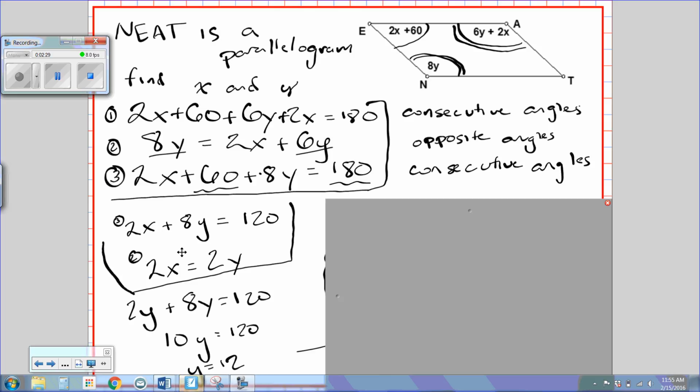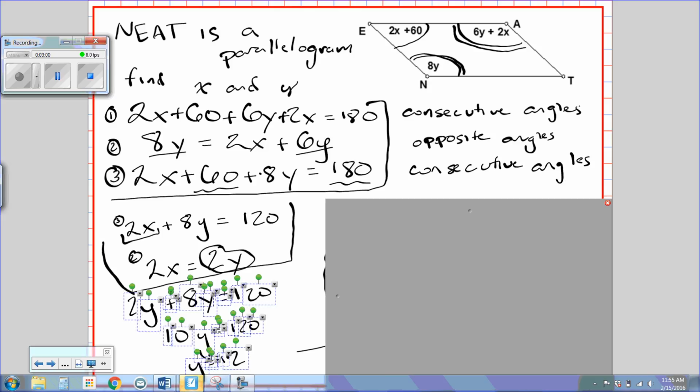All right. So what I did after that was I took this 2x and I substituted in 2y. If it's been a while since you've done systems of equations, maybe since Algebra 1, this might be a little bit tricky for you, but basically, if I know that 2x and 2y are the same thing, I can replace 2x in this equation with 2y and still have equivalent equations. So, if 2y plus 8y equals 120, then 10y equals 120, and y equals 12. That's half the problem done.